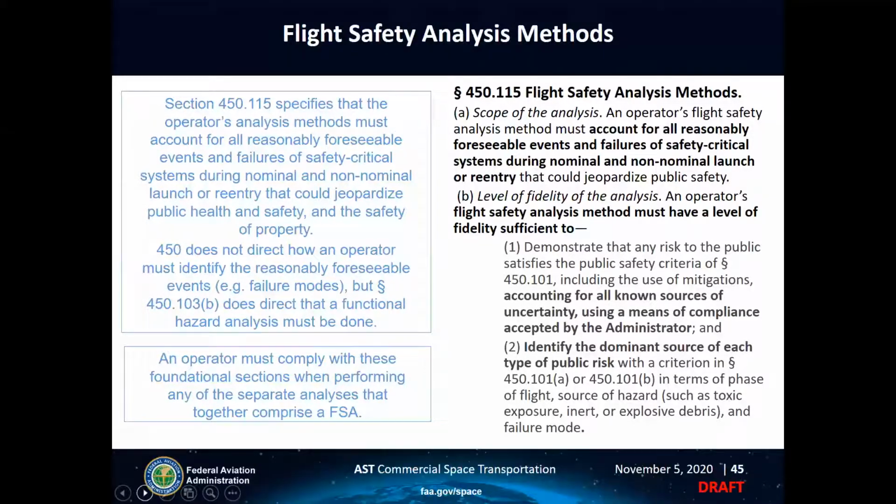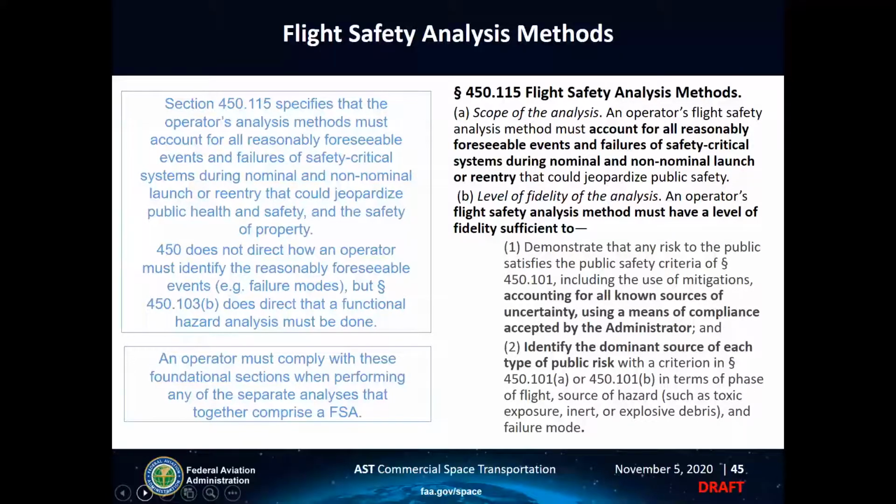Paragraph B shows the requirements for the flight safety analysis level of fidelity. The fundamental requirement here is that the analysis must have a level of fidelity that's sufficient to demonstrate that the risks satisfy the safety criteria in 101, including use of any mitigations, such as the flight abort, but also accounting for all known sources of uncertainty using a means of compliance accepted by the administrator.